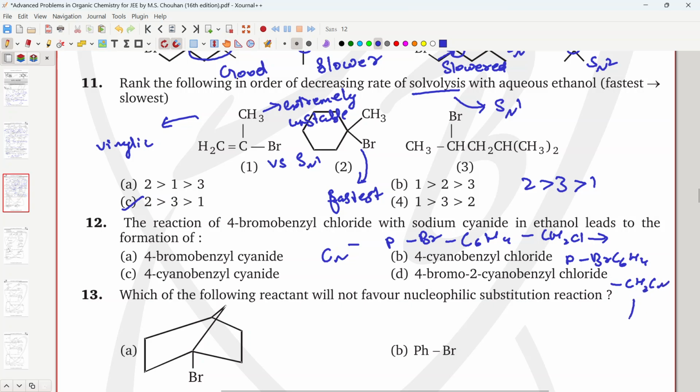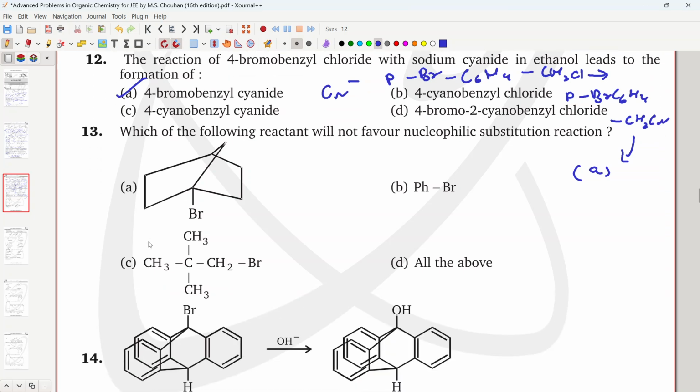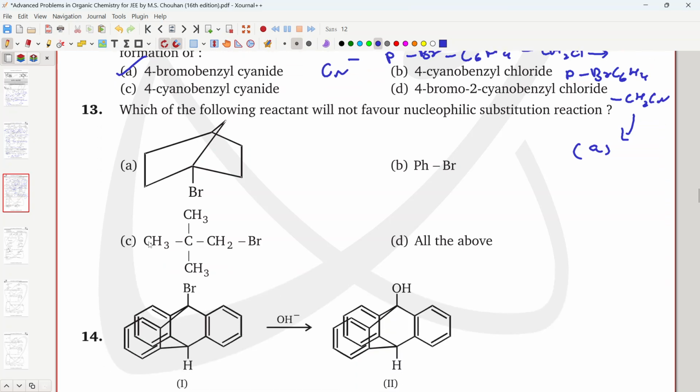This is option A, 4-bromo benzyl cyanide. So now, which one of the following reactants will not be favorable in a nucleophilic substitution reaction? Now, this is a straightforward answer. One is a bridgehead bromide.